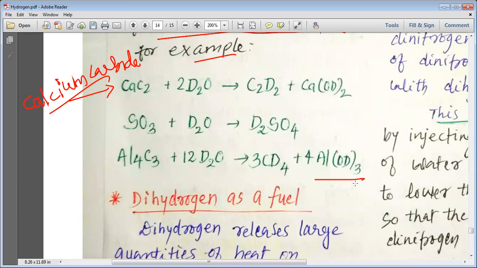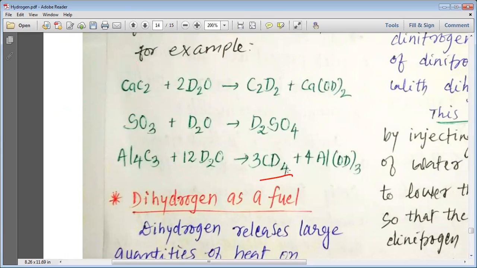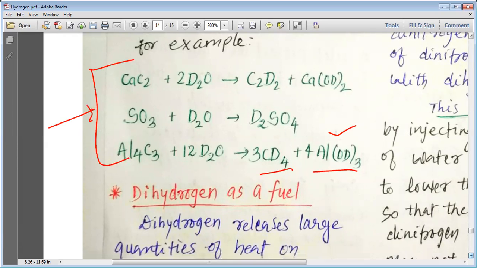And please remember that apart from 3CD4, which is very similar to methane, or heavy methane, we also get heavy aluminum hydroxide, or Al(OD)3. So I will request and suggest you to learn these three reactions.